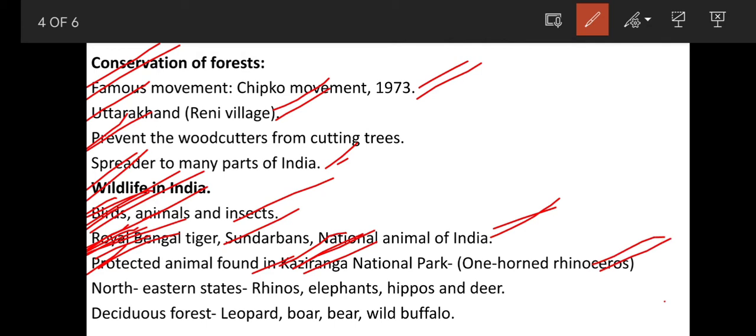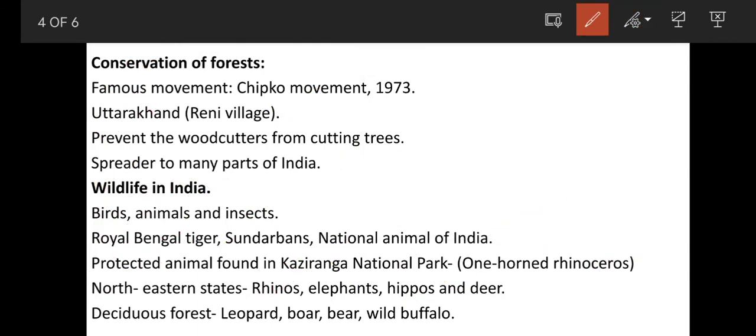And also there are some other animals which are found in northeastern states. Which are the animals found in northeastern states? Rhinos, elephants, hippos, and deer. These are the animals which are found in northeastern states of India. And which are the animals found in deciduous forest? The animals which are found in deciduous forest are leopard, boar, bear, and wild buffalo. These are some of the animals which are mostly found in deciduous forest.